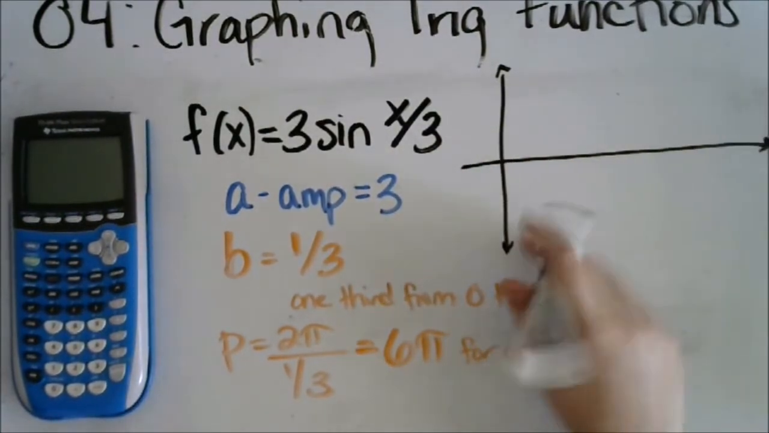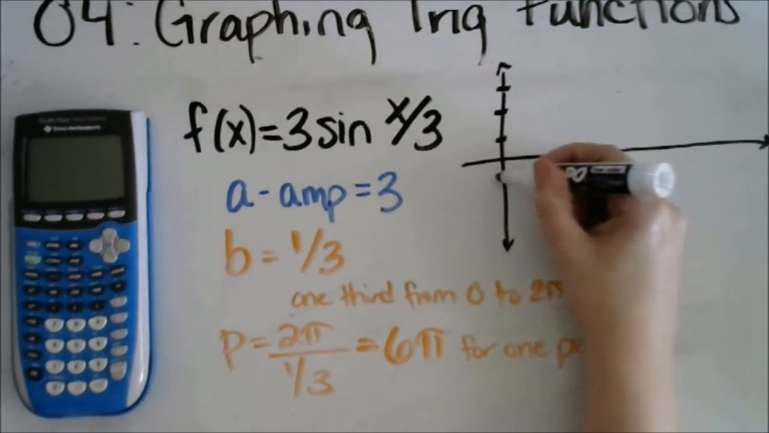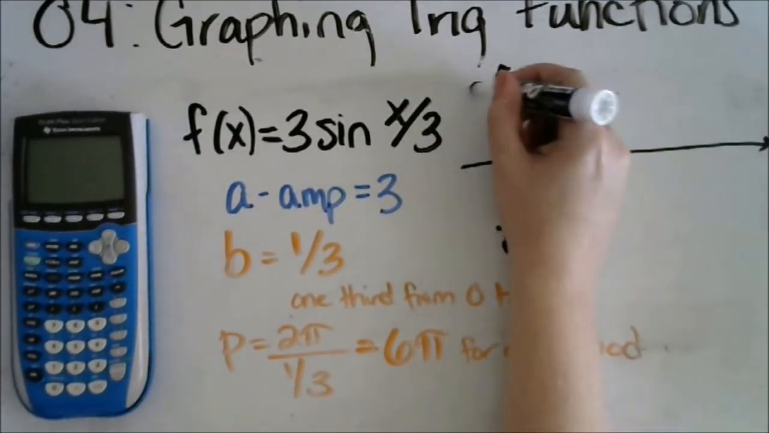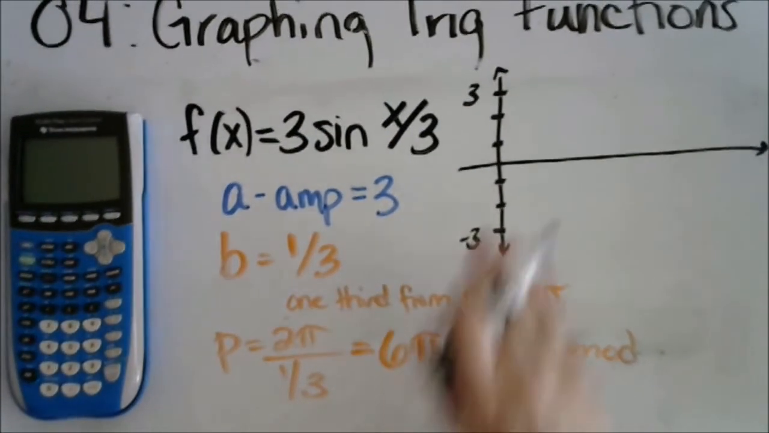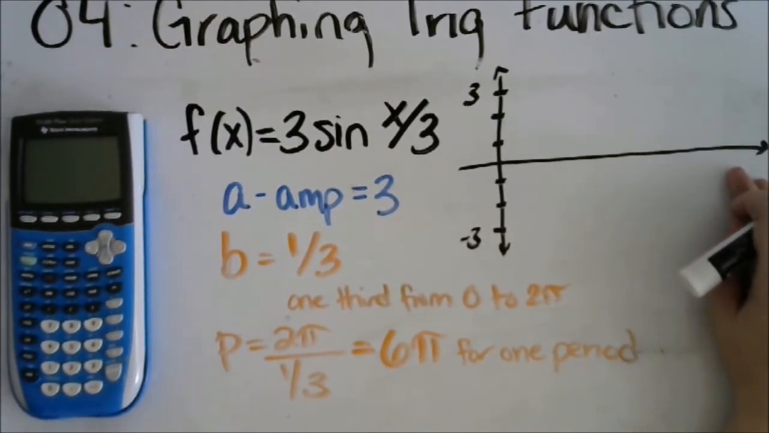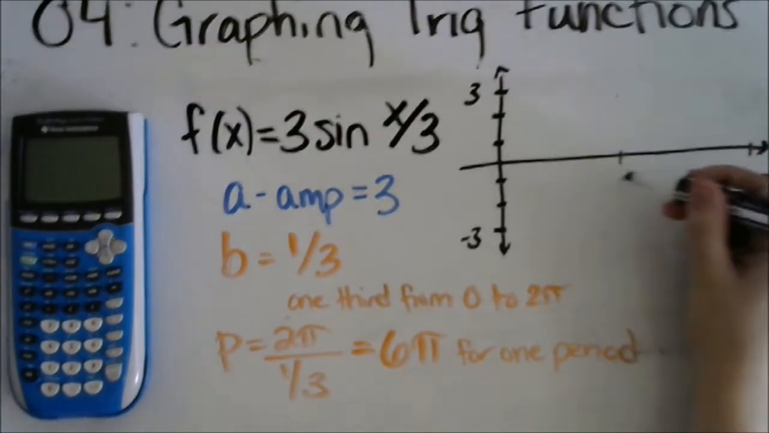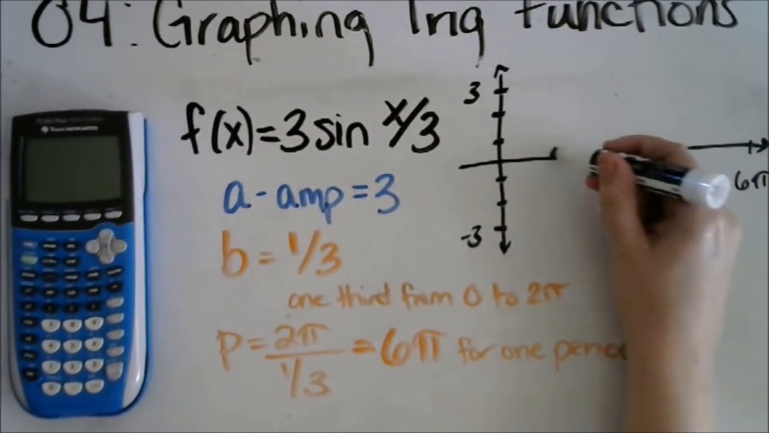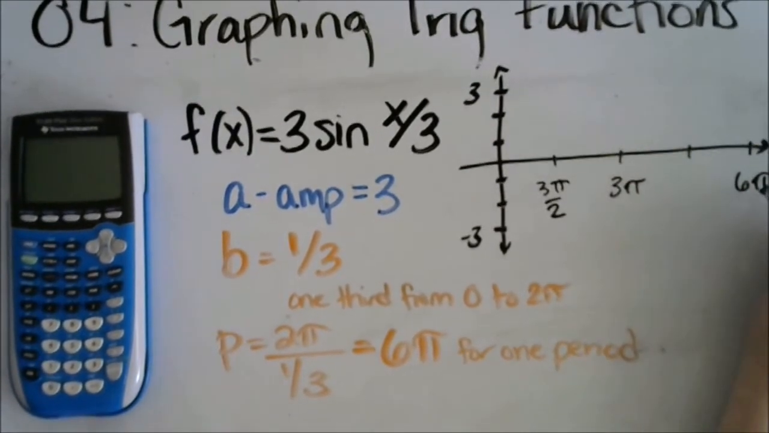An amplitude of 3 means I'm going to need to go 1, 2, 3 in each direction. Knowing that my period is 6 pi, having my graph only extend to 2 pi isn't going to be enough to see the complete picture. So this time I'm going to put 6 pi on the end. That makes this 3 pi over 2, and in between 3 pi and 6 pi is 9 pi over 2.